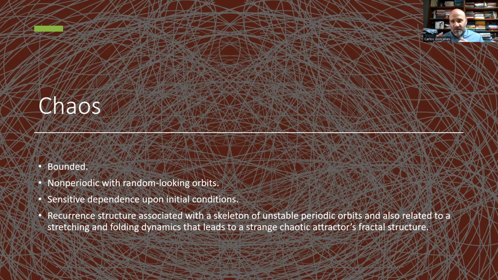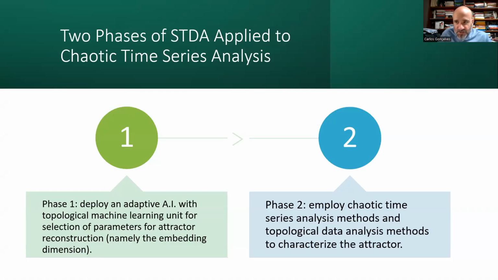But this recurrent structure is a higher level of order that can be exploited by topological adaptive AI and used to predict a chaotic dynamics. Used to predict within the limits, of course, of the sensitive dependence upon initial conditions. So there are two phases of smart topological data analysis that can be applied to chaotic time series analysis. When we are looking at a time series that shows turbulence, and in this case, markers of self-organized criticality, the main issue is whether there is an attractor here, a chaotic attractor.